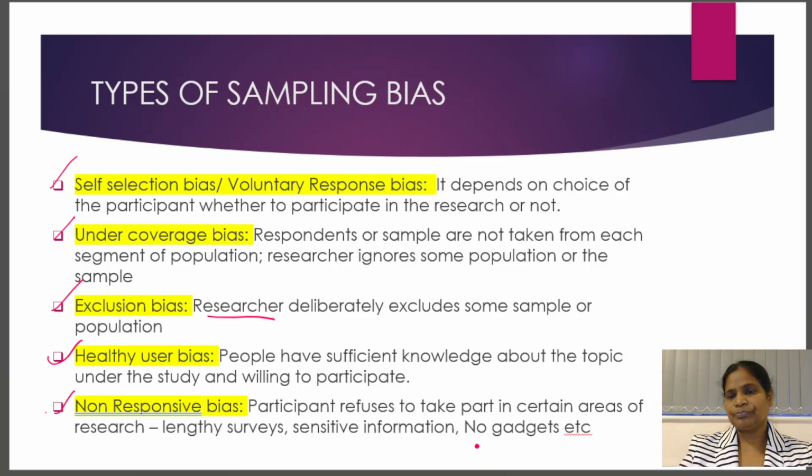Suppose a researcher is trying to conduct a study related to cell phone addiction, and he selects a sample, and the sample is not used to cell phones, or doesn't have access to a cell phone. Then he may not be able to answer the questions related to cell phone addiction. So non-response bias means the participant refuses to take part in certain areas of the research.